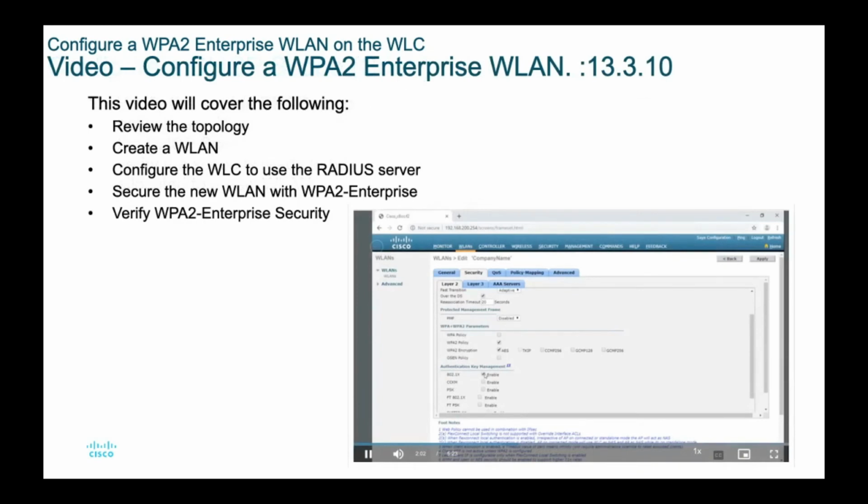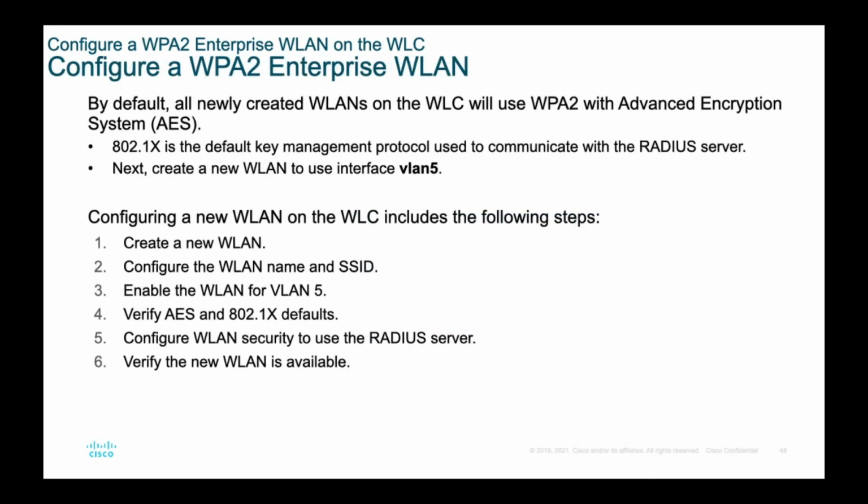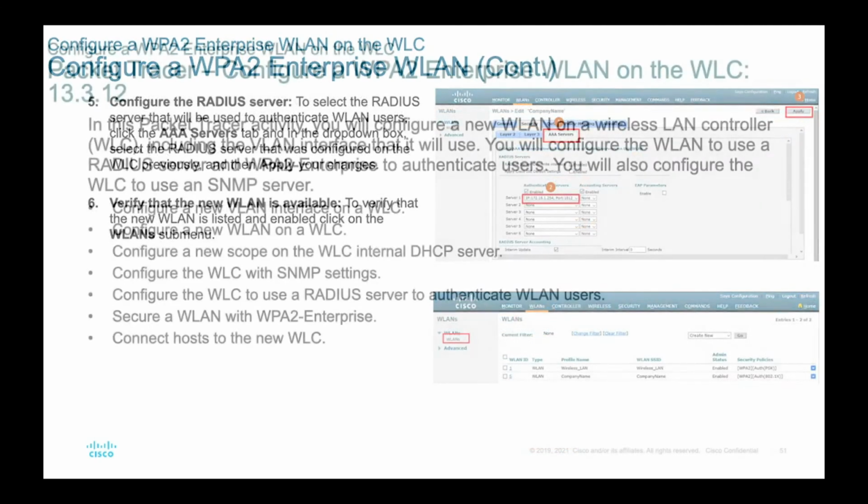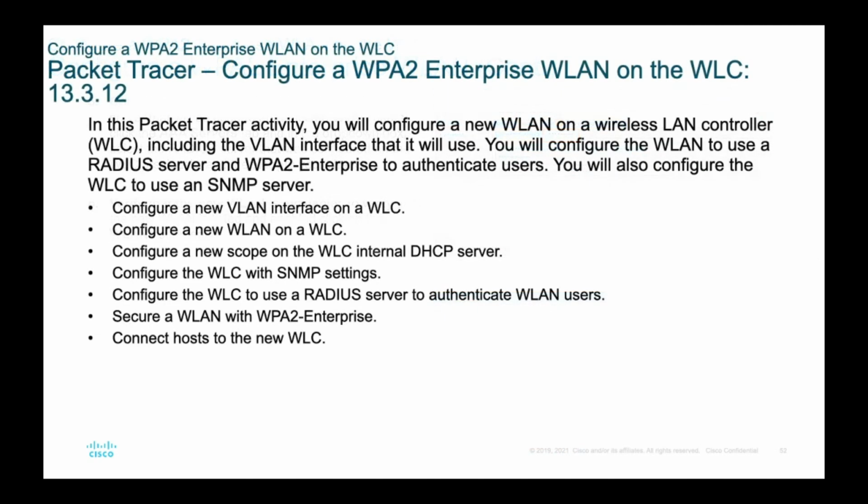And lastly, when we already have everything, we can enable WPA2 Enterprise. So you have a Packet Tracer activity 13.3.12, which we already did. Even though I do not do a demo, I've already shown you how to follow all the steps in order to do that. So this is all the things that we are going to do in order to enable WPA2.